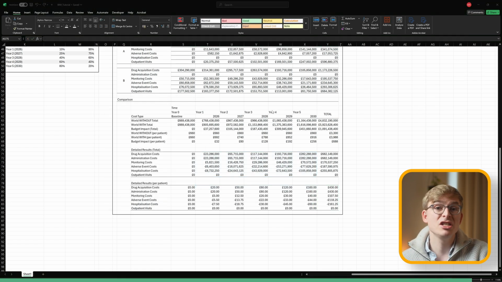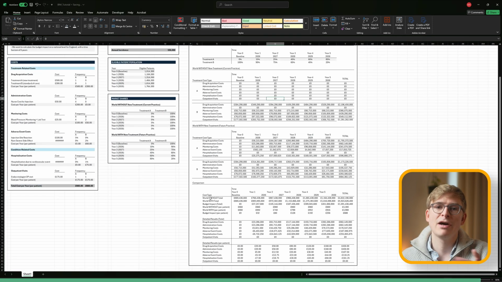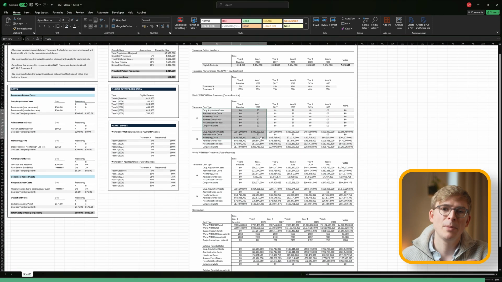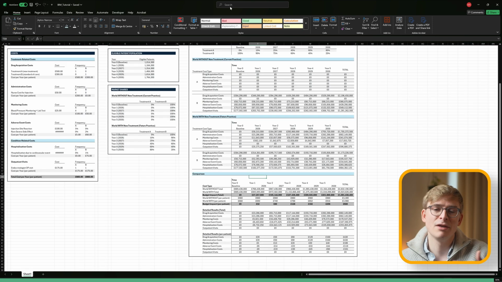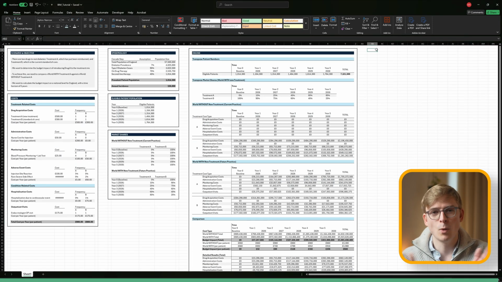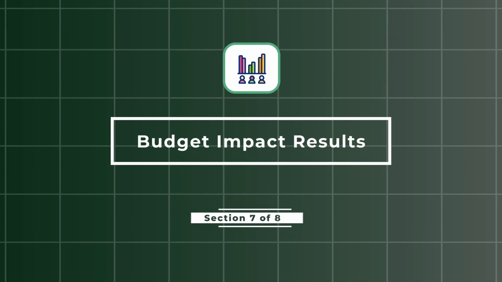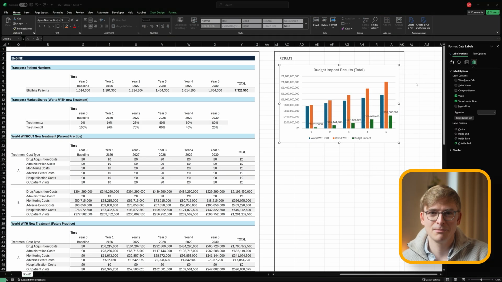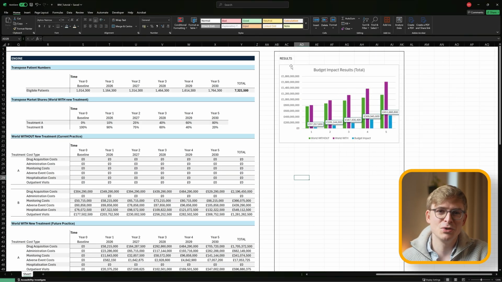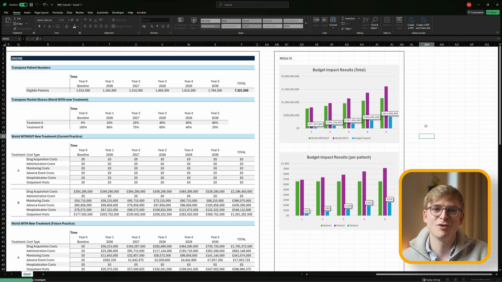If we sum up these detailed results over 5 years, we get the cumulative 5-year budget impact results per patient by cost category, which can also be reported and is very useful to illustrate where the costs are actually coming from. At this stage, all that's left to say is congratulations, you've successfully built your engine for your budget impact model, and all that's left to do now is to visualize your results in a pleasant and informative way.